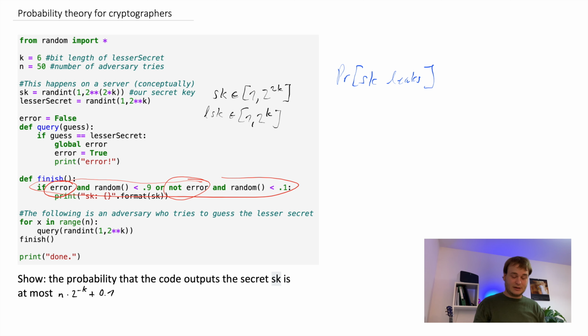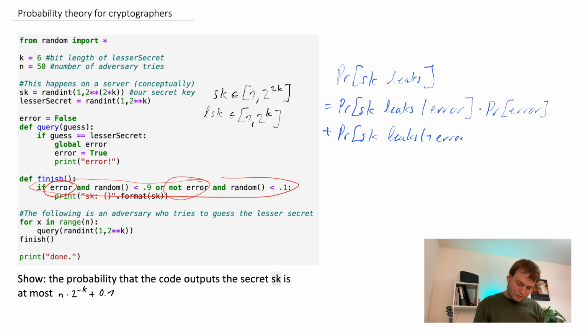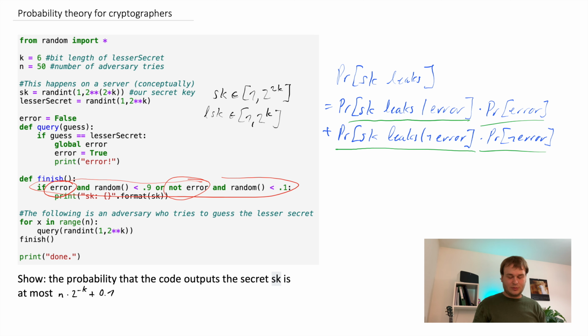Okay, so we can write it down like this. This is the probability that the secret key leaks under the condition that an error occurs, multiplied with the probability that the error occurs, plus the probability that the secret key leaks under the condition that the error does not occur, times the probability that the error doesn't occur. It's kind of a standard way of writing our case distinction, using essentially the law of total probability.